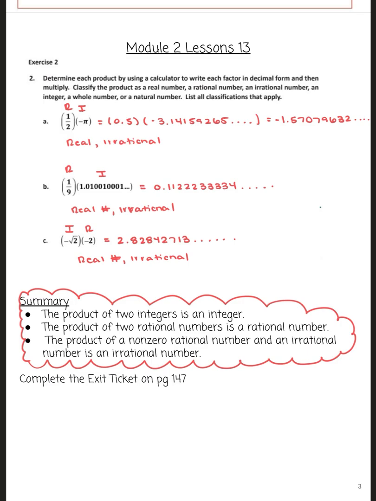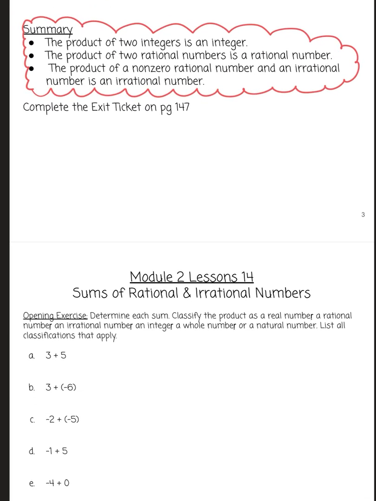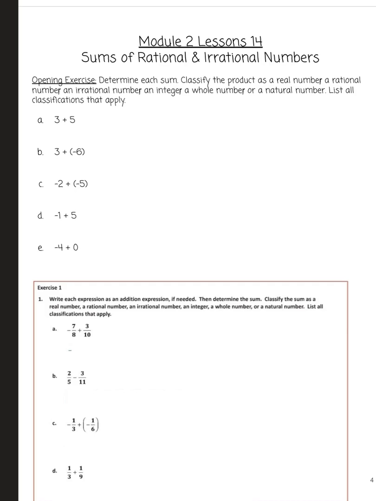All right, so now it is time for part 2. So part 2 is just looking at the sums. So we've already looked at the products. Now part 2, which is lesson 14, we are going to look at the sums of rational and irrational numbers. All right, so let's go ahead, same thing like we did before. Opening exercise, determine the sum, and then we're going to classify as real, rational, irrational, integer, whole, or natural number.